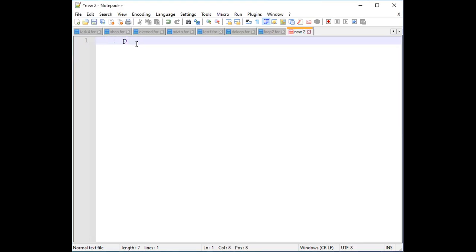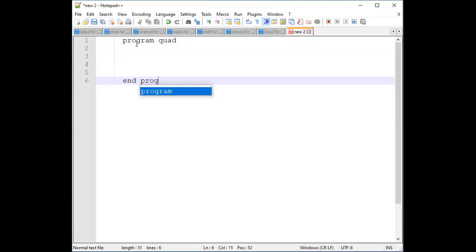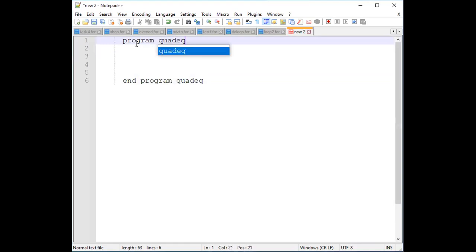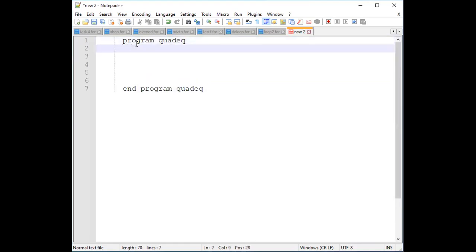I have to write in the 7th column. So I would write program name quadratic equation. And I would write program quadratic equation. Right. To emphasize the strong typing, I will declare all of my variables by myself. So I have written implicit none, right?